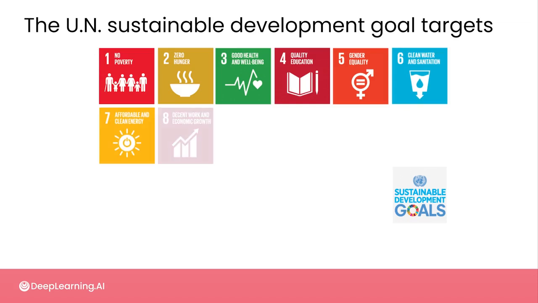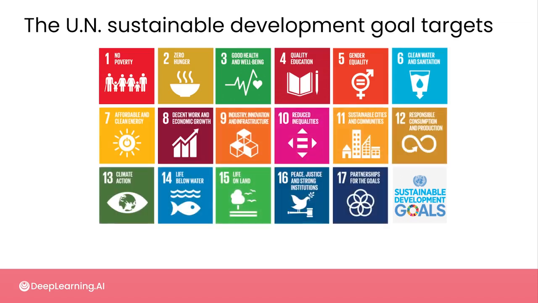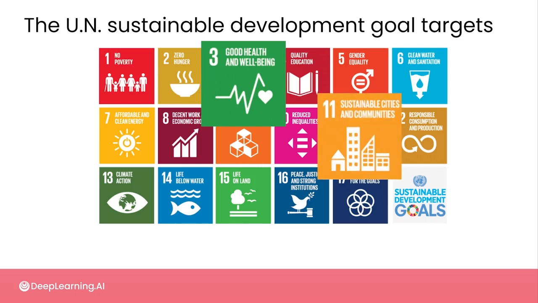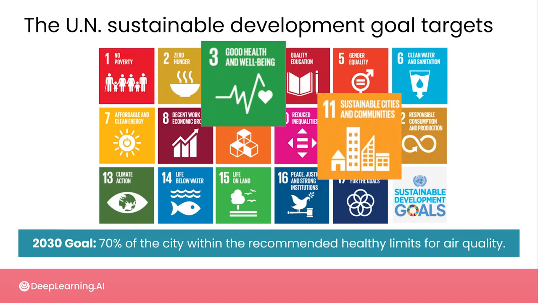The city's long-term goal is to manage and reduce the levels of air pollution throughout the city in accordance with specific UN Sustainable Development Goals. Specifically, these are to substantially reduce the number of deaths and illnesses from hazardous chemicals in the air, water, and soil, as well as to reduce the adverse per capita environmental impact of cities, including paying special attention to air quality. With these goals in mind, by 2030, the city of Bogotá aims to have 70% of the city within the recommended healthy limits for air quality set by WHO, up from just 25% of the city as measured in 2015.